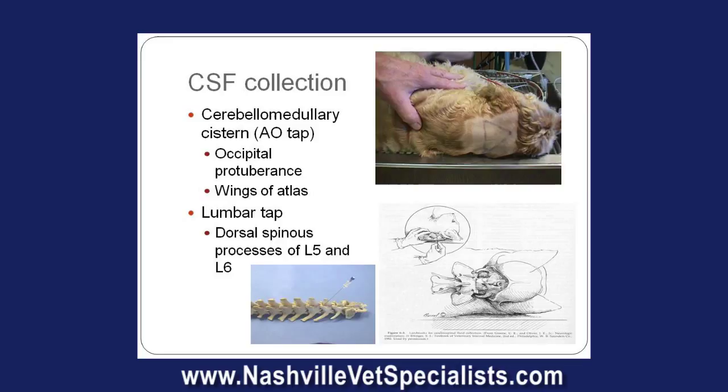And so as far as doing a tap, when it comes to doing an AO tap, there is certainly the potential for complications, and there are some cases which we'll go over where it's contraindicated to do a CSF tap. But as far as doing a lumbar tap, there's less risk of complications, but it is, I'd say, more difficult, and there's more risk of blood contamination, and in a small dog or cat, you're not gonna be able to get enough fluid there.